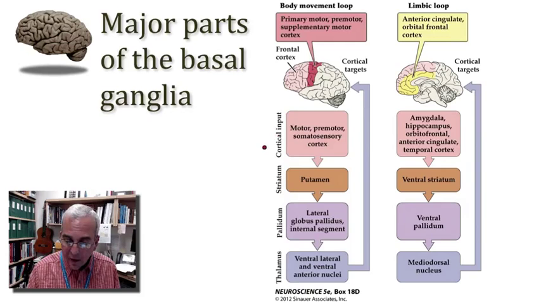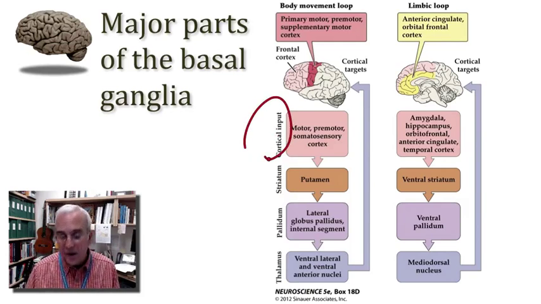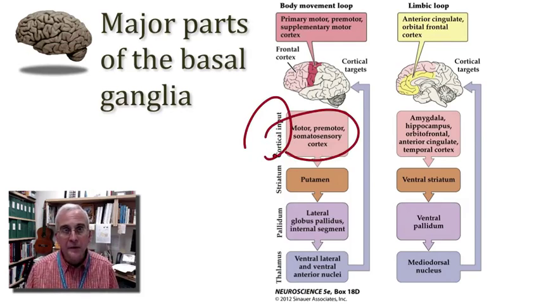They both have cortical input. In the body movement loop, the cortical input is primarily from the motor cortex and the parietal cortex, where we find our somatic sensory signals. So the input is coming from a fairly large region of the frontal parietal area of the cerebral mantle.